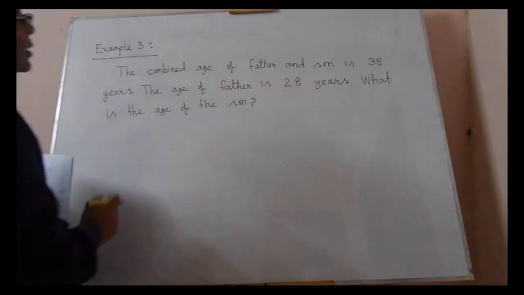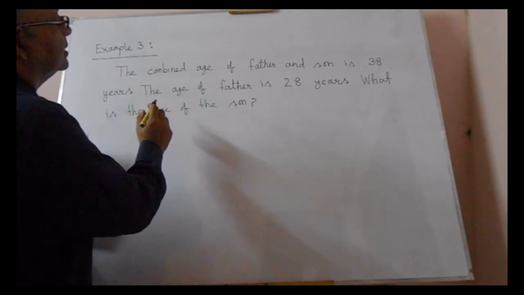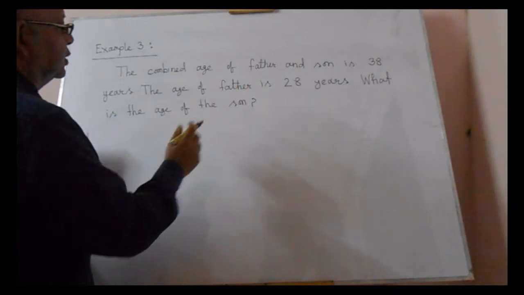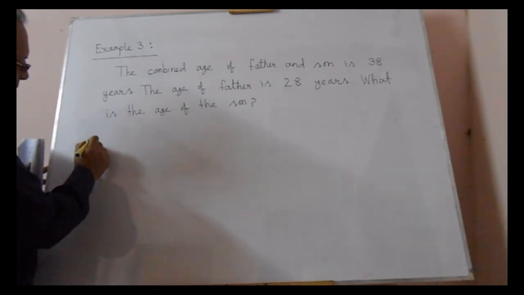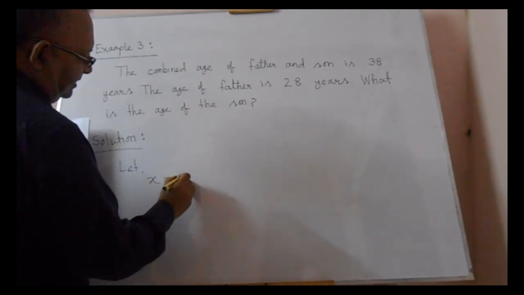Example 3. The combined age of father and son is 38 years. The age of father is 28 years. What is the age of the son? So we'll solve this example now. Let x equal the son's age.